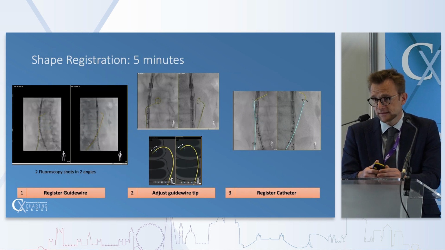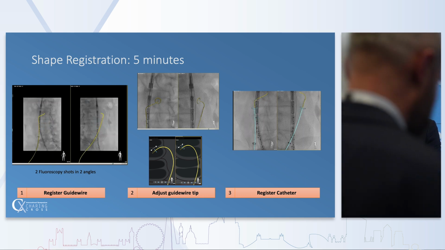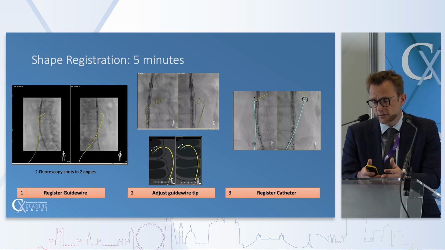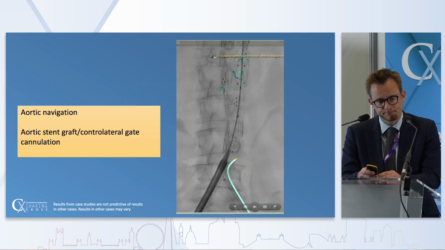And before commencing the navigation phase, you will need a shape registration phase, which doesn't take more than 5 minutes usually. First, you will need to register the guide wire by shooting 2 fluoroscopy in 2 different angles. Then comes the adjustment of the guide wire tip, which usually is not necessary. And finally, you will need to register the catheter, which again doesn't take more than 30 seconds. So it's a very quick process.